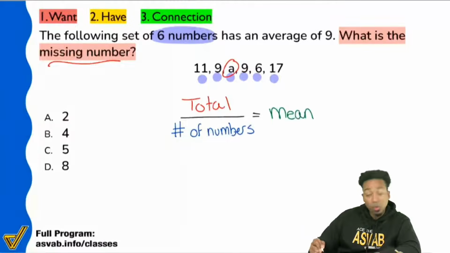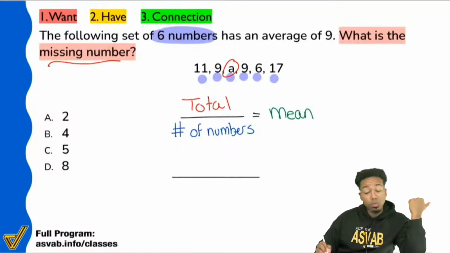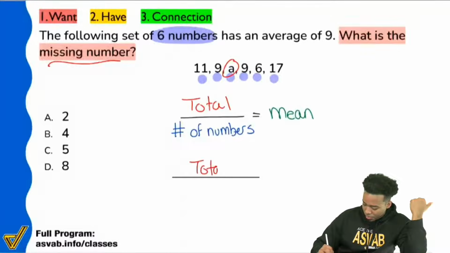So let's plug in what we have, everybody. We have the number of numbers. Hit me in the chat box. What's the number of numbers? Right, that's going to be 6. And then what's the mean? What did they give us, everybody? The average, the mean is 9.